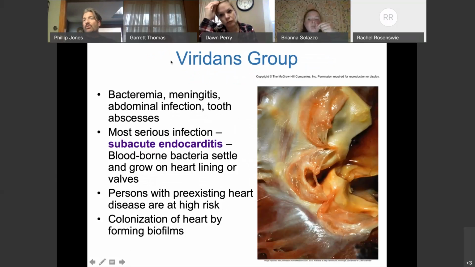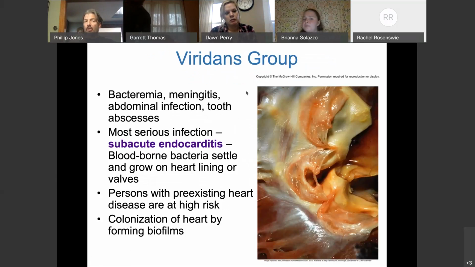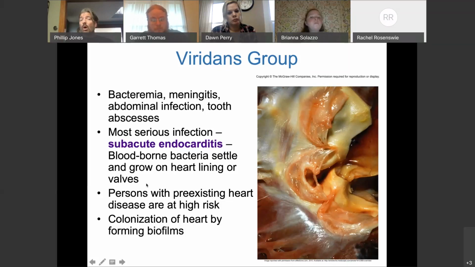Here is that Viridans group. Remember, this is from your mouth. It causes bacterial meningitis, abdominal infection, tooth abscesses. The most serious infection it causes is subacute endocarditis. So the bloodborne bacteria got you: you had a dental procedure done, the gums were scraped, and this got into your bloodstream. Even though we're rinsing your mouth out and putting gauze in, somehow it got into your bloodstream. It's growing in your bloodstream. Bacteria settle and grow on your heart lining or valves. You can see that.